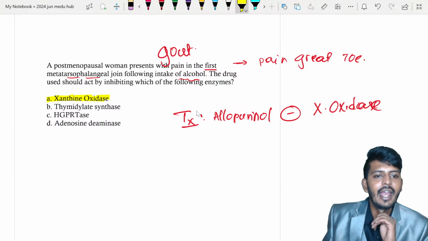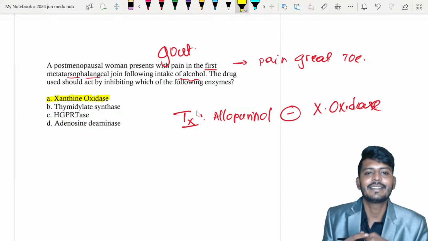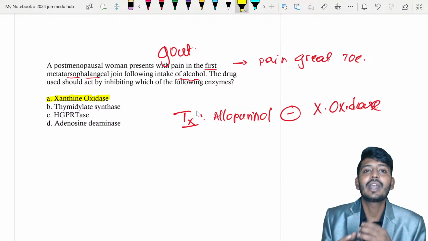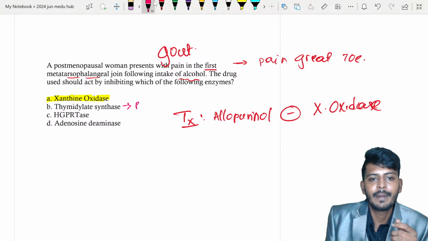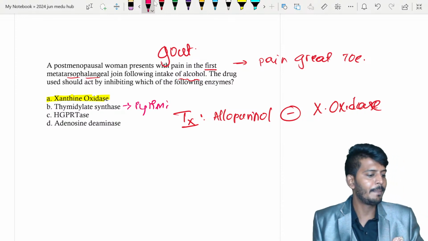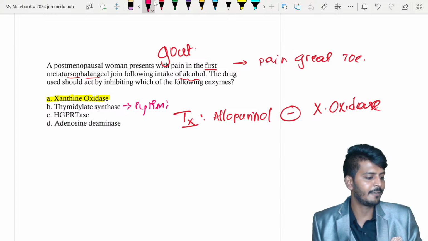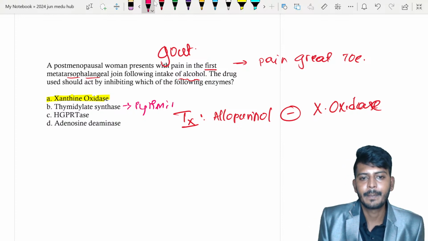Allopurinol is there. Okay, HGPRT, where will it come? Lesch-Nyhan syndrome. Thymidylate synthase will synthesize thymidine. Okay, it is responsible for pyrimidine synthesis. All right, pyrimidine synthesis.